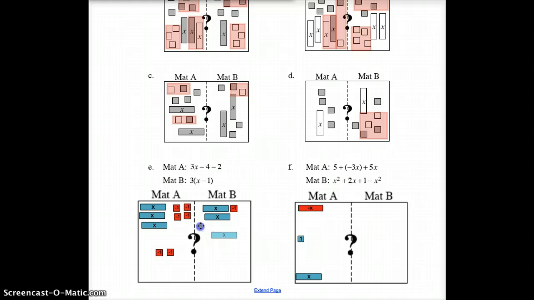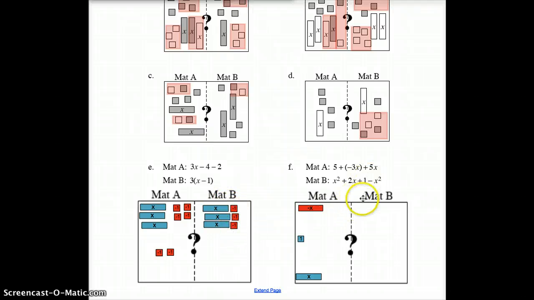2, 3. So I've got 3 groups of x minus 1, which you can see is now 3x and negative 3. Kind of shows how that distribution property works. 3 times x would be 3x. 3 times negative 1 would be negative 3. Wonder if any of you caught that.